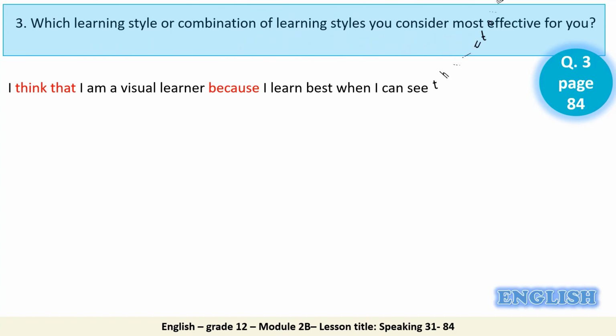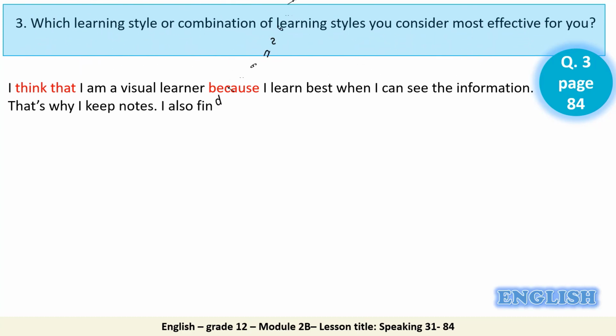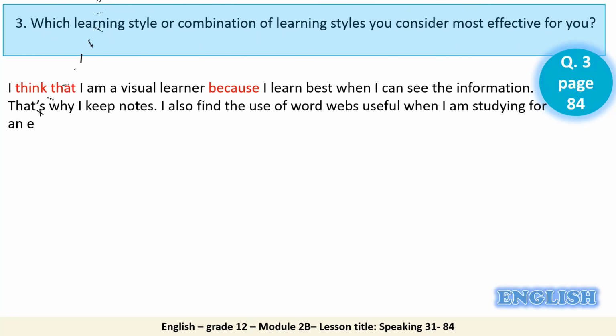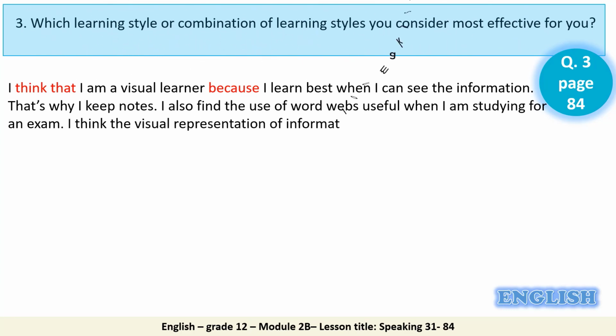I think that I am a visual learner because I learn best when I can see the information. That's why I keep notes. I also find the use of word webs useful when I am studying for an exam. I think that the visual representation of information makes it easier for me to process and recall it. Great answer! Very well done! Any other answer?